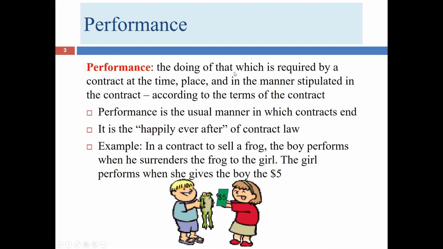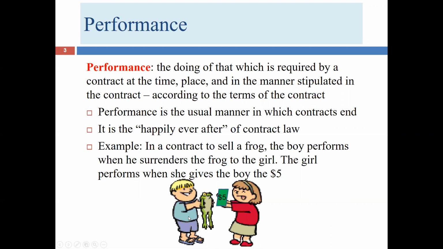The doing of that which is required by a contract at the time, place, and in the manner stipulated in the contract according to the terms of the contract. So performance is just doing what you said you were going to do. And again, both parties are expected to perform or to comply with the terms of the contract. This is what we call the happily ever after of contract law. This is the usual way that a contract ends.